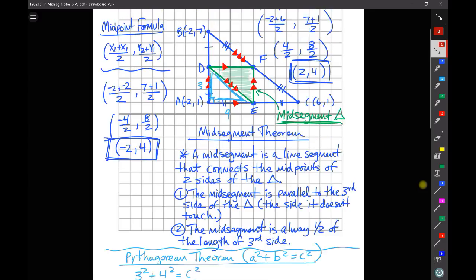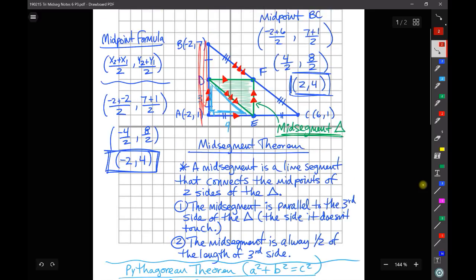I'll say it again. We want to know how long is AB, how long is AC, and see if you can use the Pythagorean theorem to figure out BC. See if you can do it.